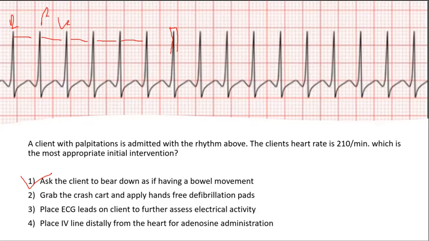That act of bearing down, as if they're having a bowel movement, is going to help increase intrathoracic pressure and also stimulate the vagus nerve. Remember, the vagus nerve supplies the parasympathetic nerve fibers to the heart. So once it's stimulated, it's going to result in slowed electrical conduction through the AV node. So number one is going to be our correct answer.